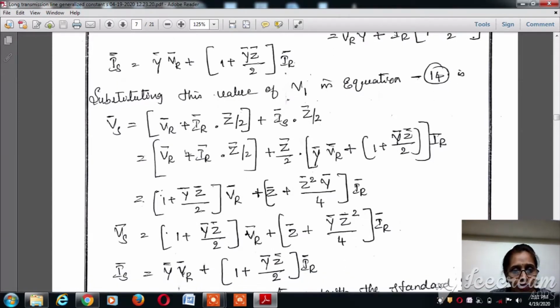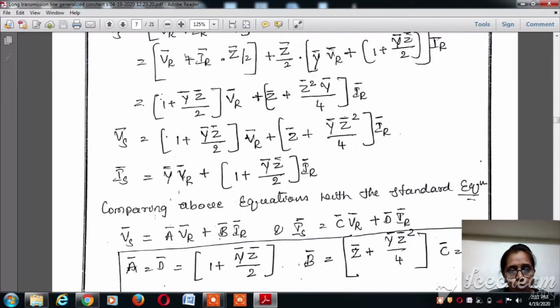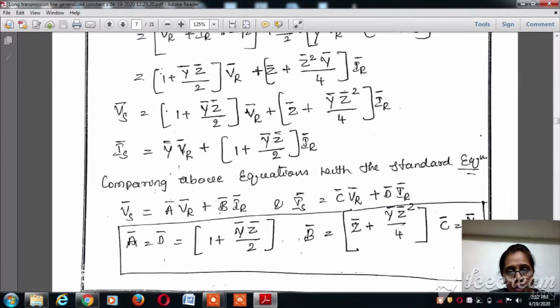So Vs is equal to Vr plus Ir into Z divided by 2 plus Z by 2 is common here. Z by 2 into whole multiplied by Y into Vr plus 1 plus YZ divided by 2 into Ir. Follow the steps and then simplify this. We will get to see that Vs is equal to 1 plus YZ divided by 2 into Vr plus Z square, that is Z square multiplied by Y, the shunt admittance, divided by 4 multiplied by IR. So IS is equal to Y into VR plus 1 plus YZ divided by 2 into IR.